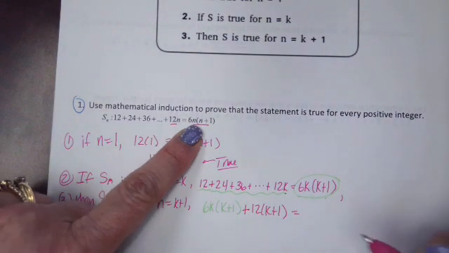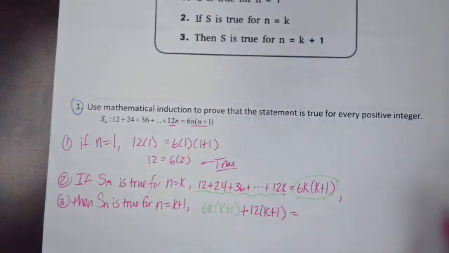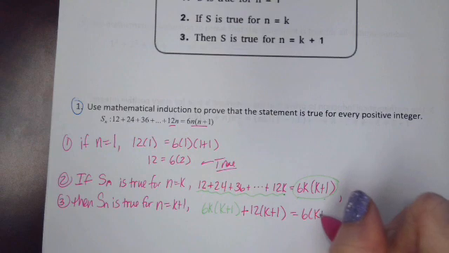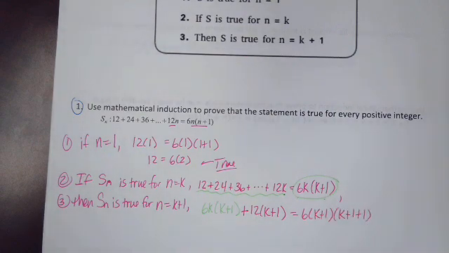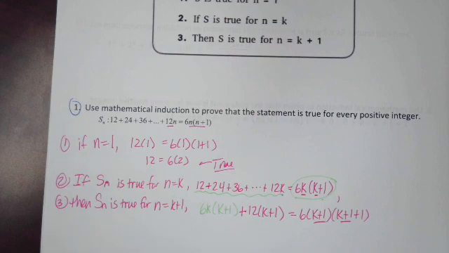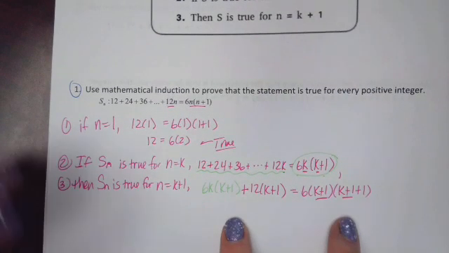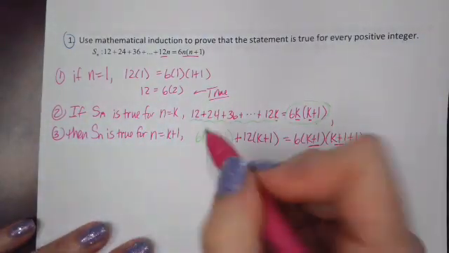And that's going to be equal to, and then over here, I'm replacing the k with k plus 1. So 6 times k plus 1 times k plus 1 plus 1. So wherever I had a k, I substituted in k plus 1. All right, now I've got some algebra to do. I need to show that these two statements simplify to the same spot.